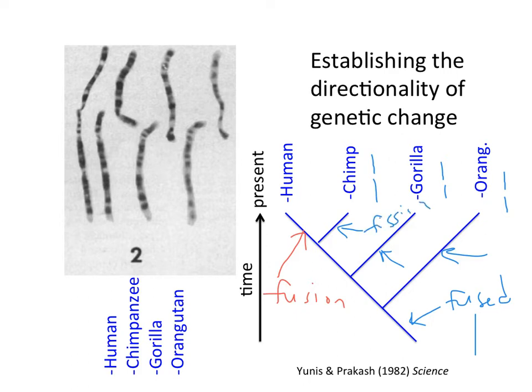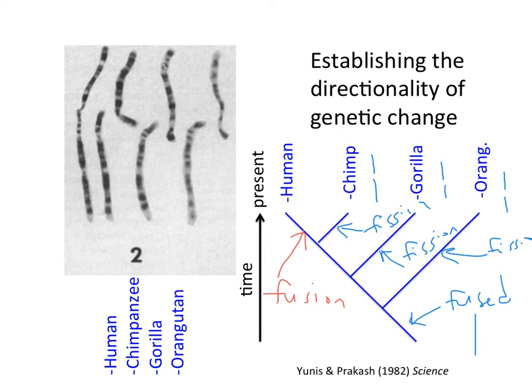So which is more likely? One event, fusion specifically in humans, or fission happening separately, the division of one chromosome into two in three different species? It's way more likely that we had a fusion in the ancestor of all humans. Just a bit of evolutionary thinking to get us going on a Monday morning.